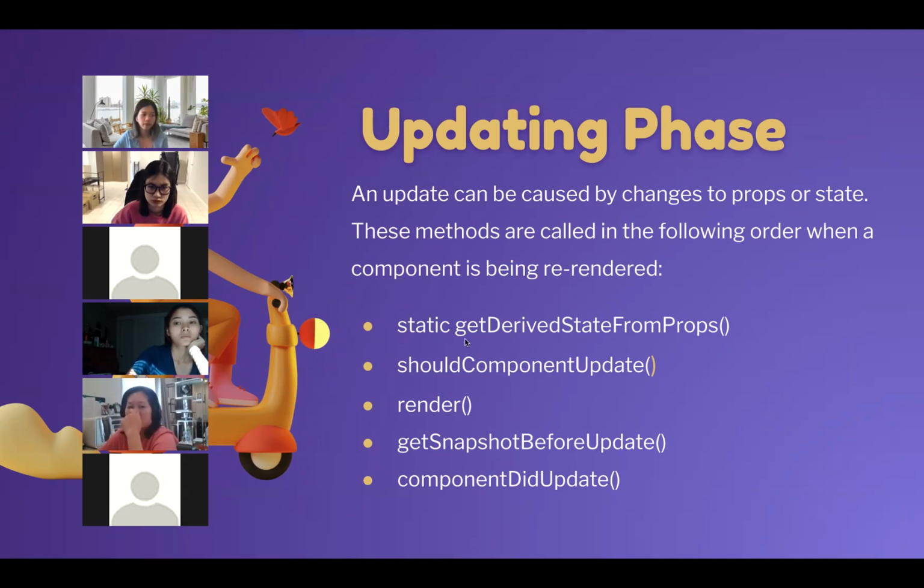The first is static getDerivedStateFromProps. I never used that in my life, I don't know what that is. And shouldComponentUpdate too. After that, the render function will trigger again. And then there is getSnapshotBeforeUpdate, or whatever that one is. I don't know that one either.